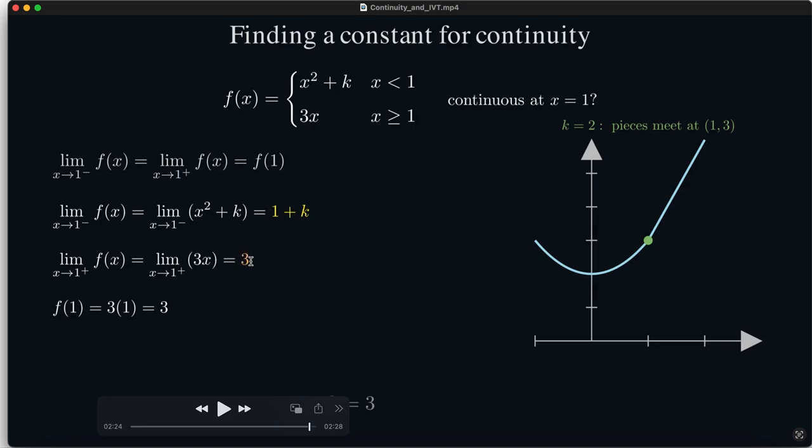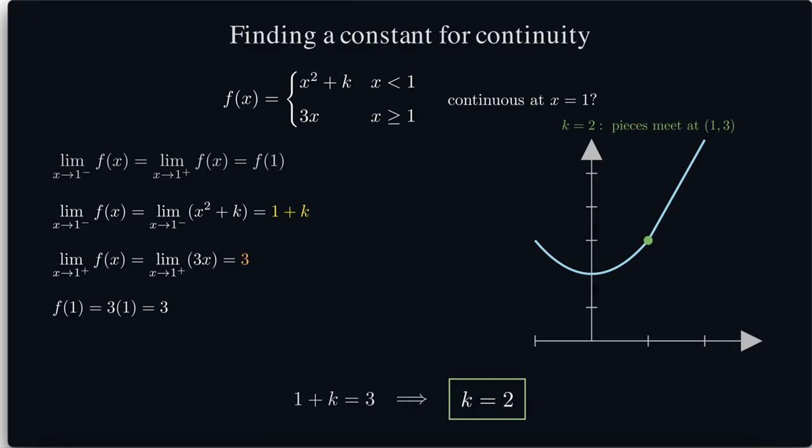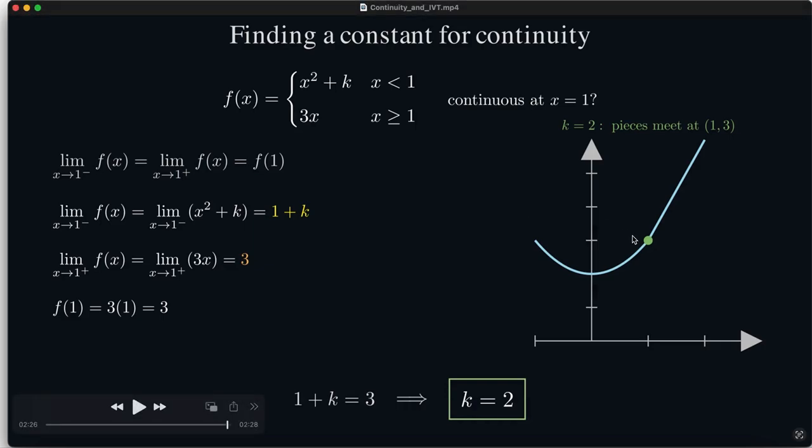So the limit on the right is already 3, so we're done there. But the limit on the left, we need k to be 2, so that if k is 2, then the limit from the left is 3, and then everything works out. And so the only way for this to be continuous is k has to be 2. If k is not 2, there's going to be a jump here.